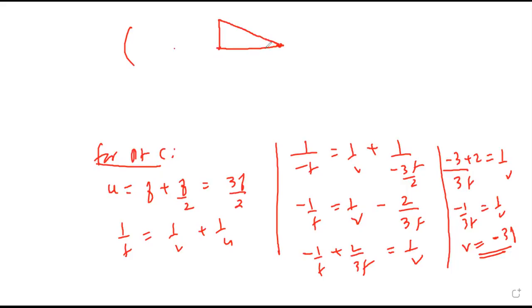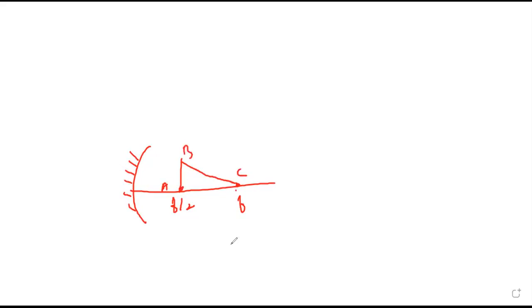Hello? So I don't understand. Again, see, once again. This is the mirror, okay? And this is one object they have kept at f by 2. This point is meeting at f. So we have to check how the image will look like. So this is f by 2, this is f. You can call this as 3 different points A, B, C.